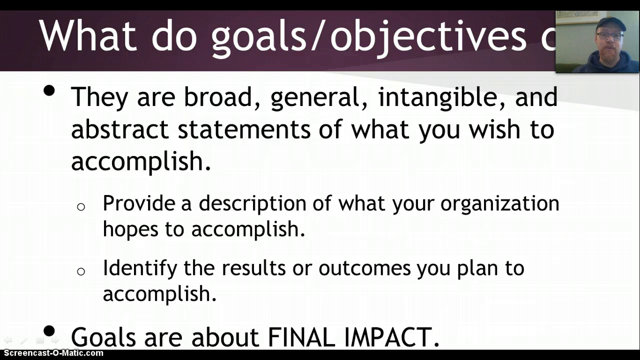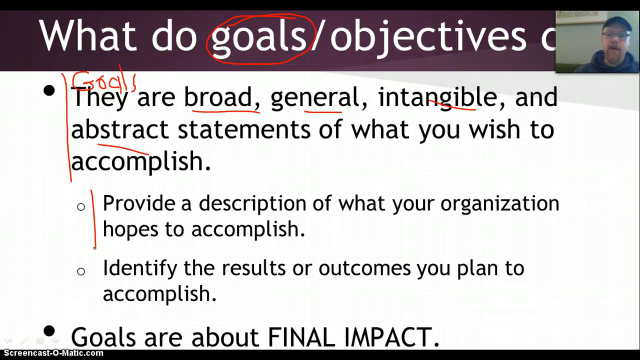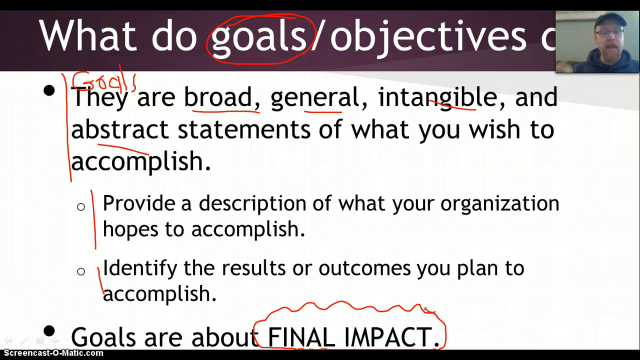What do goals and objectives do? Well, as you can see, they are broad, they are general, they are intangible, and they're abstract statements of what you wish to accomplish. By the way, we're talking about goals here. Goals are broad, general, intangible, and abstract. They provide a description of what your organization hopes to accomplish, and they broadly identify the results or outcomes you plan to accomplish. But they're really about final impact, right? What will be the big splash? What is the final result? What is the huge outcome that somehow aligns with your funder's mission and goals, right? So that's where you're going. You've got goals, which are the big stuff.